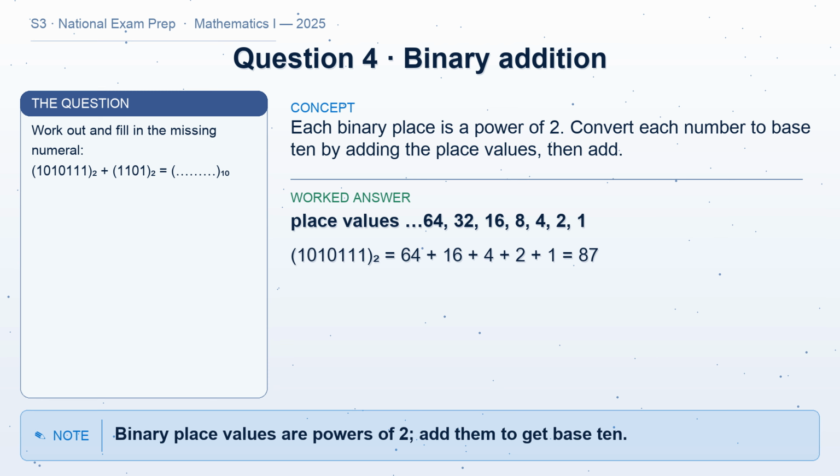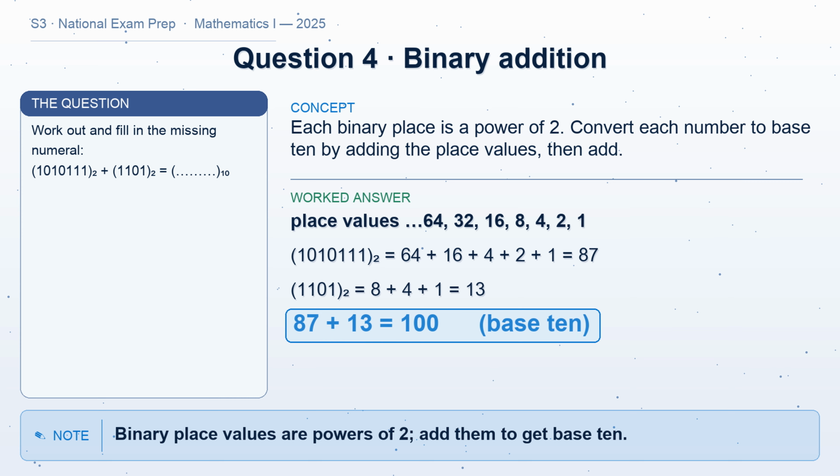For the first number, the ones sit at 64, 16, 4, 2, and 1, which add up to 87. For the second, we have 8, 4, and 1, giving 13. Finally, 87 plus 13 is 100. The answer is 100. Question 5.